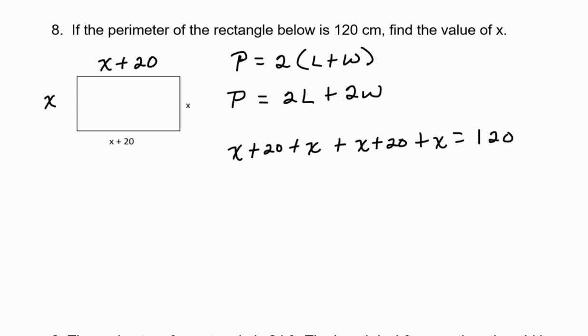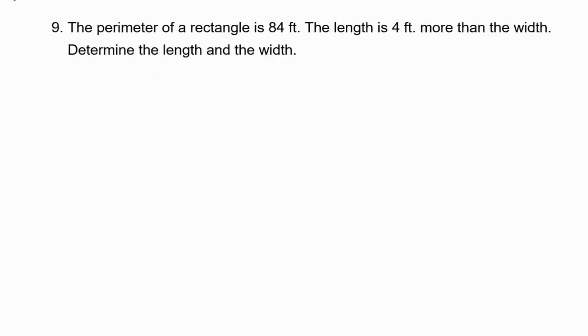So from here I can combine my like terms and solve. So I get x to be 20. And that's all I'm asked to do on this problem, just to find the value of x. They didn't ask me to find the length of each side. Okay, problem 9, the perimeter of a rectangle is 84 feet. The length is 4 feet more than the width. Determine the length and the width.